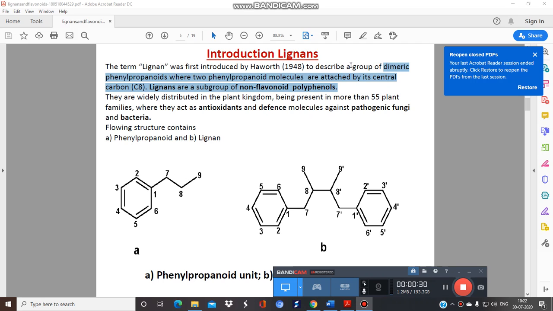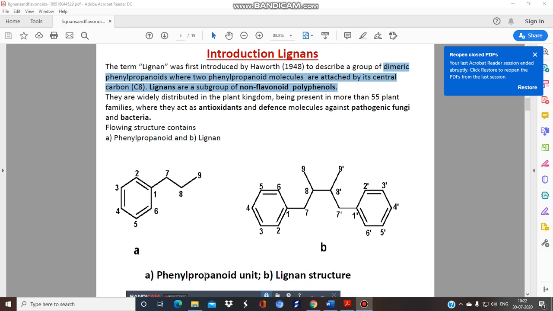So what are lignans? These are the dimeric phenyl propanoids, when two phenyl propanoid molecules are attached by a central carbon 8. Look at this. Here is the carbon 8: 1, 2, 3, 4, 5, 6. This way this is 8. This is one phenyl propanoid group and this is the second phenyl propanoid group. So when two phenyl propanoid groups are joined together with this central C8 carbon, it becomes a lignan.